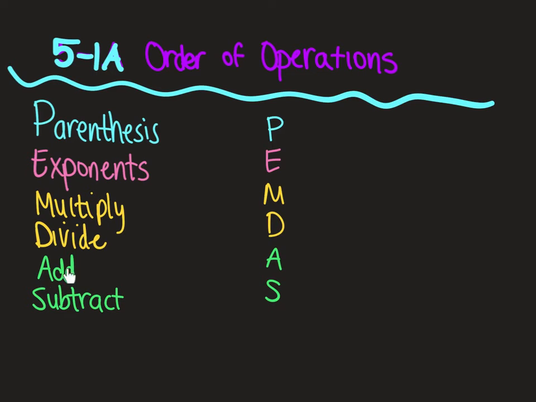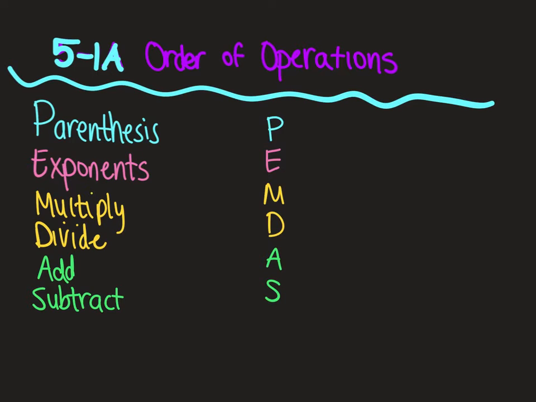And then our last step, our green step, would be adding and subtracting. So you always add and subtract after you multiply and divide. You always multiply and divide after you've done any exponents. Parentheses are always top of the food chain, top of the importance.